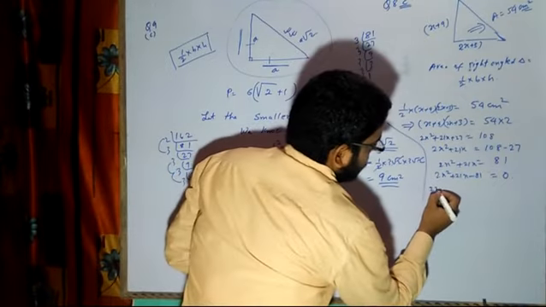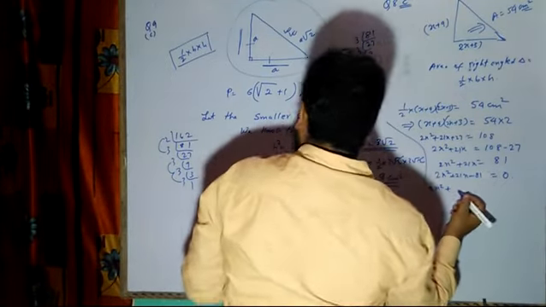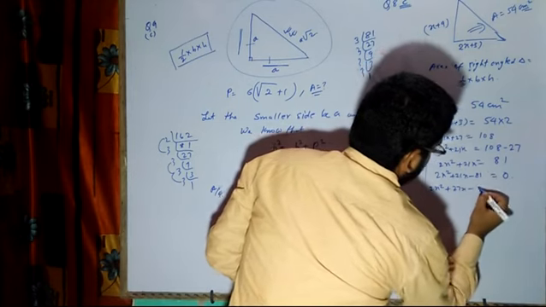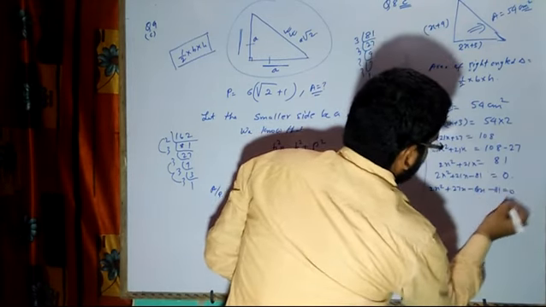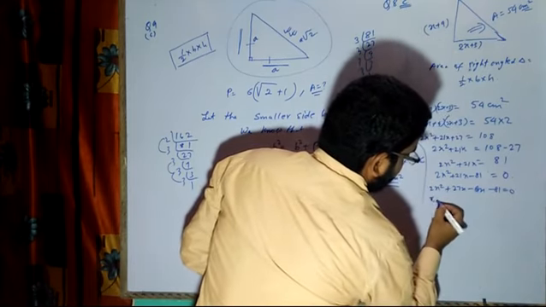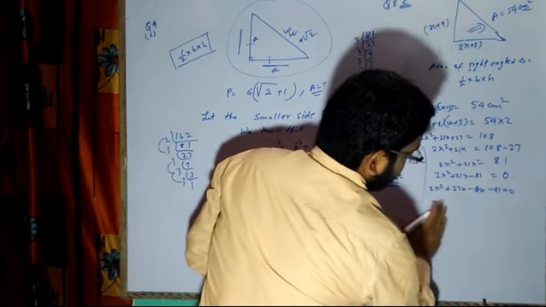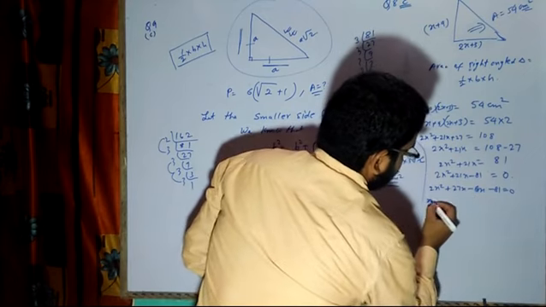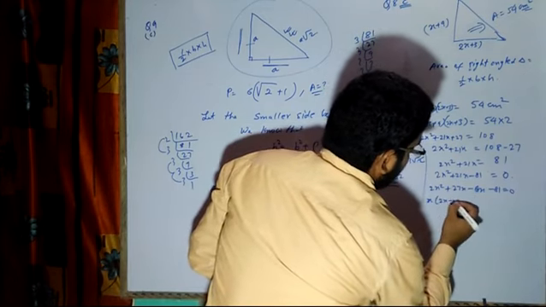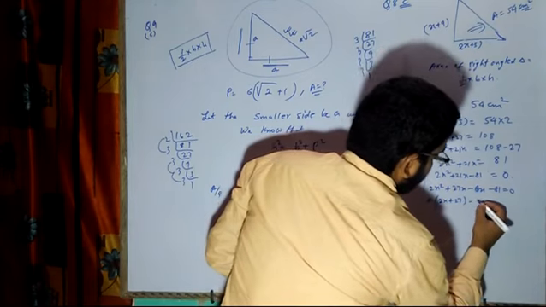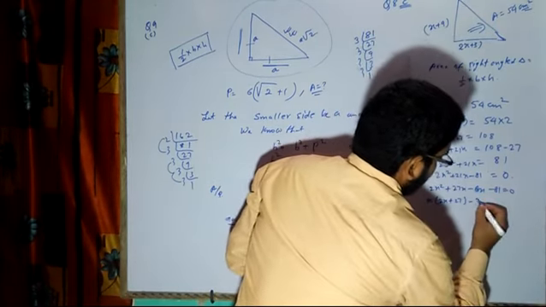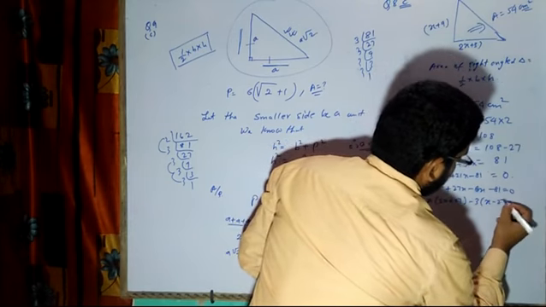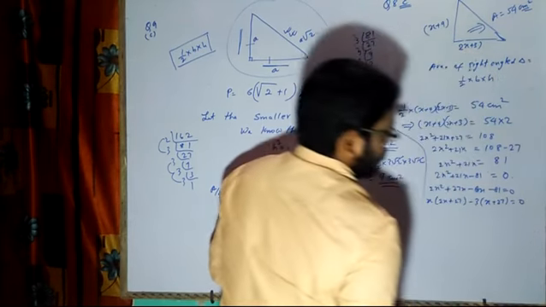So I can write this as 2x² + 27x − 6x − 81 = 0. Now I will take x common, so I will have 2x + 27, and taking 3 common, I will have x − 3 = 0.